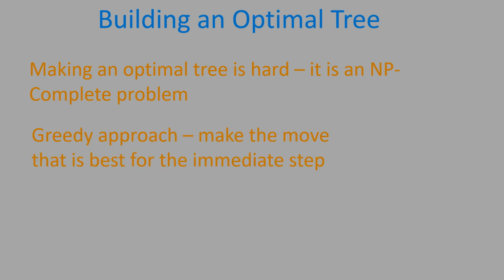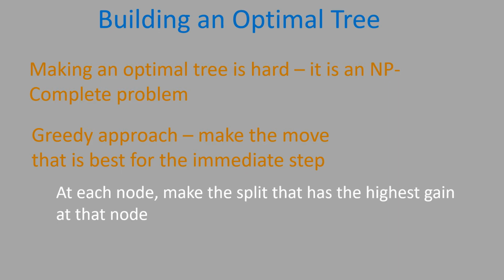And the approach that they use is a greedy approach, which basically means that you make the best move for the immediate step. Or in other words, at each node, you make the split that has the highest gain at that node. Here, gain just means the level of concentration that the split creates in the two buckets below it.